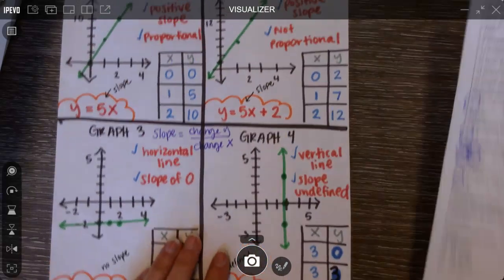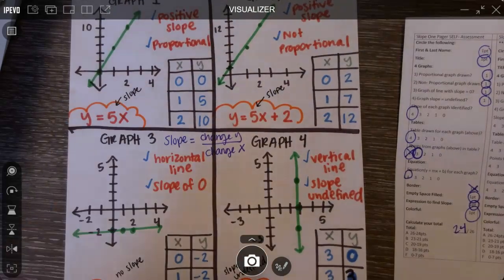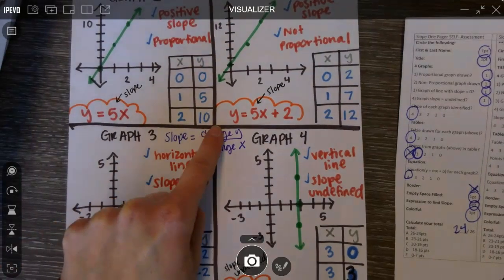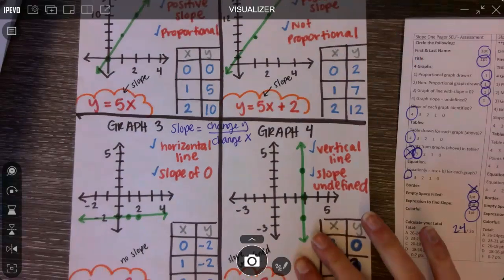But it did help me to make some corrections, right? I had to add in my slopes. I had to add in what slope is. You could write rate of change. You could write rise over run, right? We know it for a lot of different things.